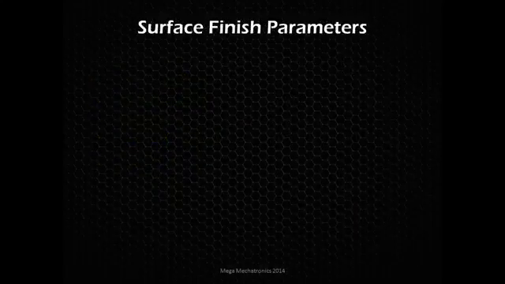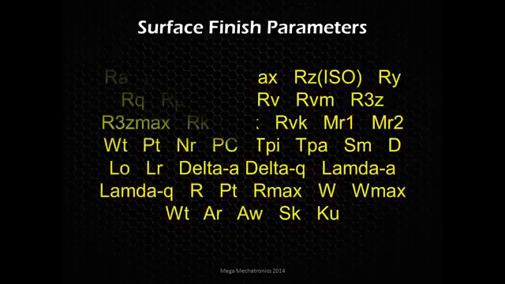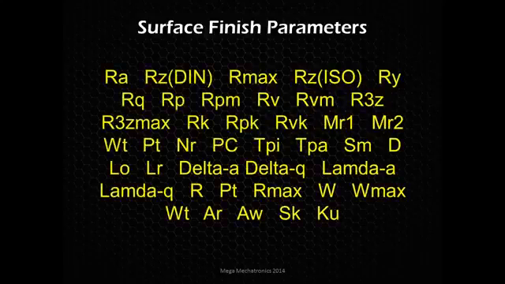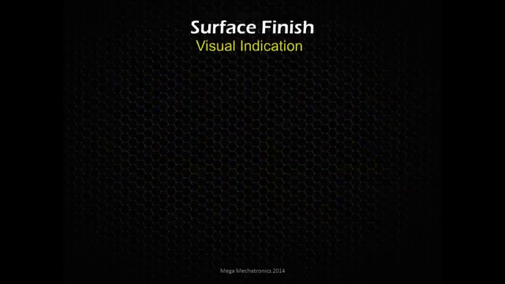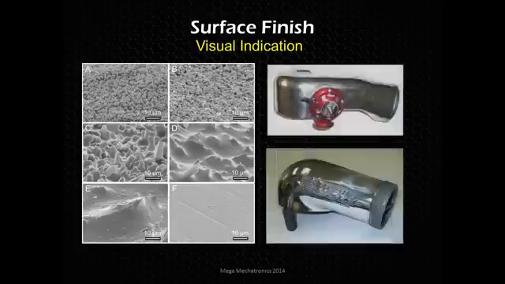So looking at these parameters, you see there are so many parameters, and I believe there are more parameters than this. The popular ones you've probably heard are Ra and Rz, but we're not going to get too deep into this, so don't worry about it. So we can do a pretty good job by visually indicating surface finish.